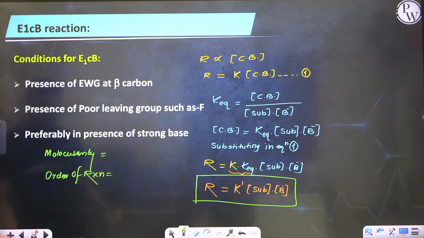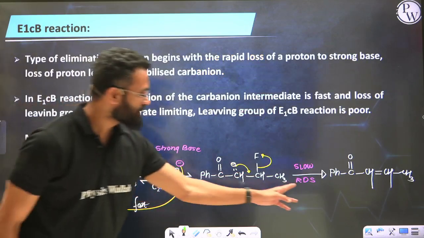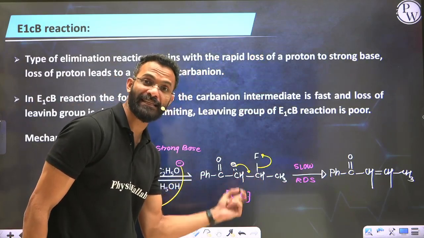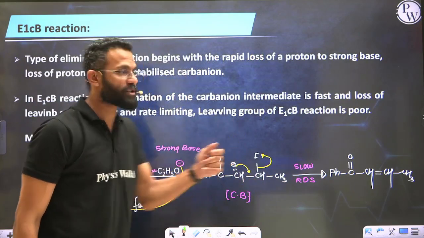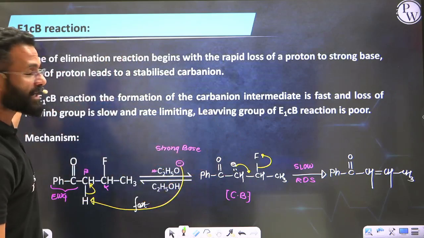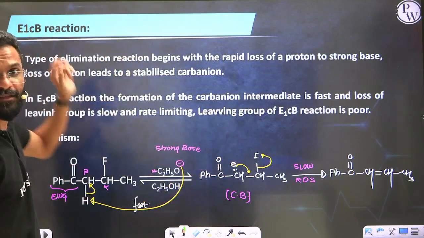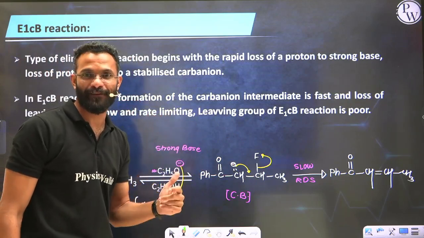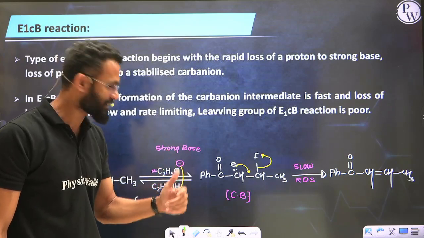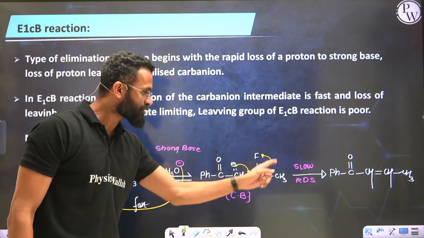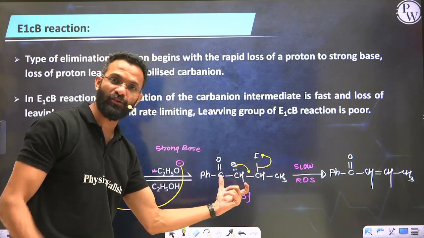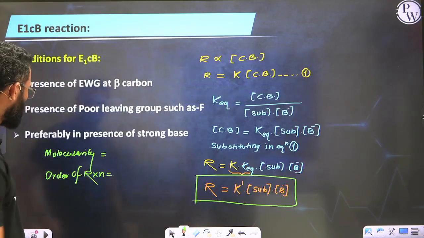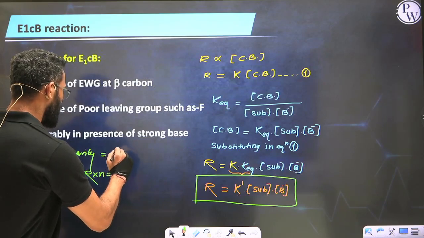guys, molecularity you get from what? Rate determining step. In the rate determining step, only one molecule is involved, that is the conjugate base. Hence it is unimolecular. Because it is unimolecular, you call it E1. And what is that molecule? Conjugate base. So you are calling it E1CB, a unimolecular reaction, where the rate of the reaction depends upon the concentration of only one molecule, which is the conjugate base. So the molecularity of the reaction is 1.